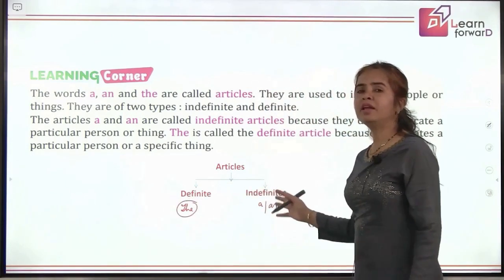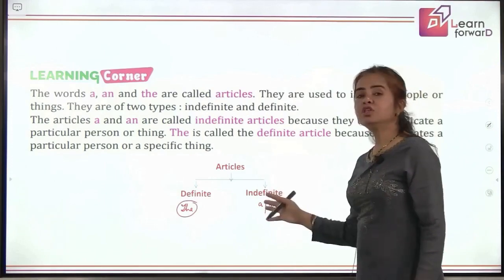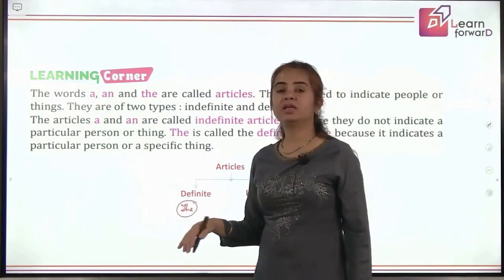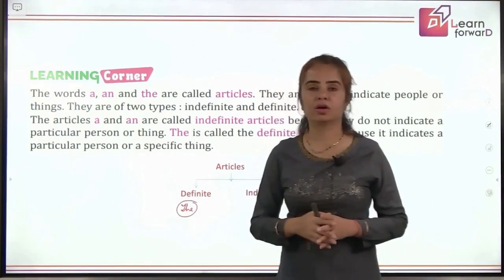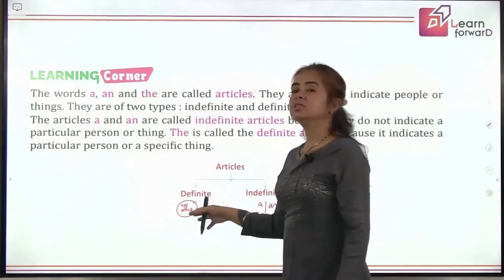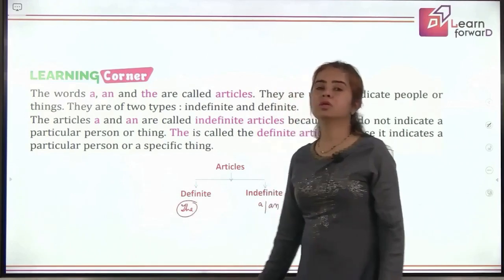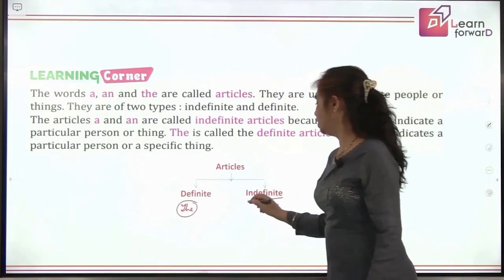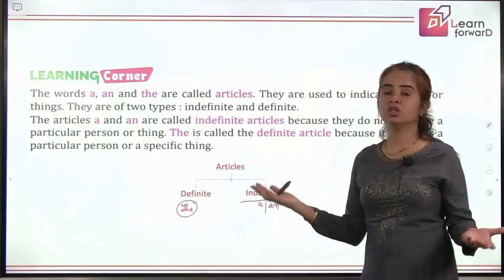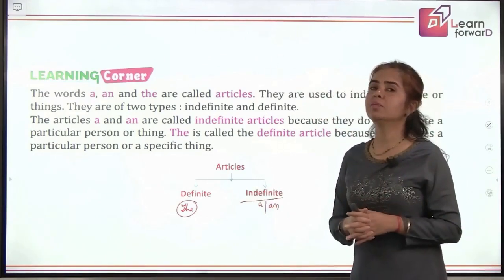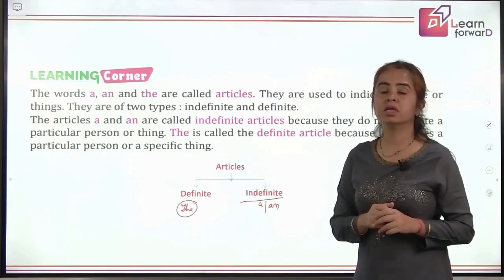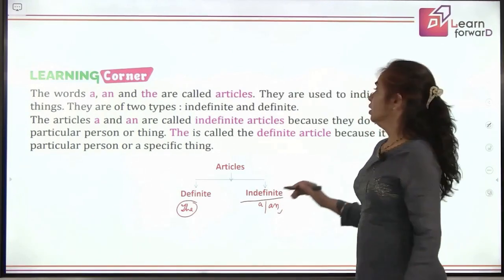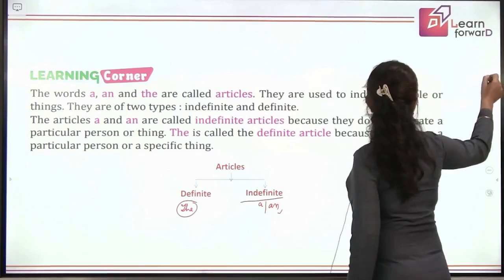What do you mean by definite and indefinite? It gives you the idea of how and where to use these articles. Definite means particular, sure. Okay, so the is used when we are talking about something in particular. This is a general meaning. And then indefinite articles mean where you are not sure, you are not talking about anything in particular, you are talking about something in general. So there we use a and an. I hope this much is clear.